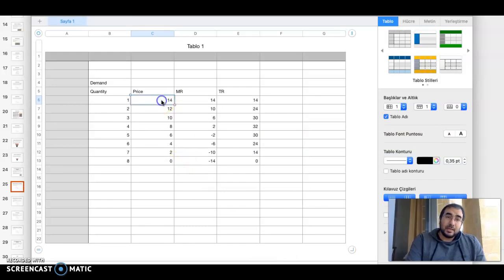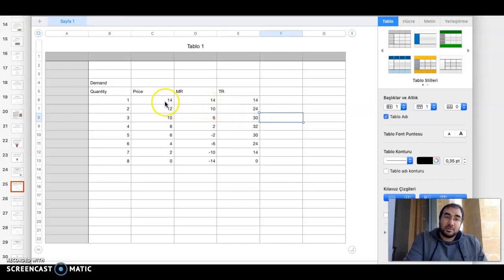In this case, if you sell 2 units instead of 1 unit, you get $12 or 12 Turkish lira as the revenue. But the revenue you got from the first unit was previously 14. You are losing $2 from it, because now you are not selling that initial unit for $14, but you sell it for $12. So you lose $2 because of this reason, and your marginal revenue falls to 10.